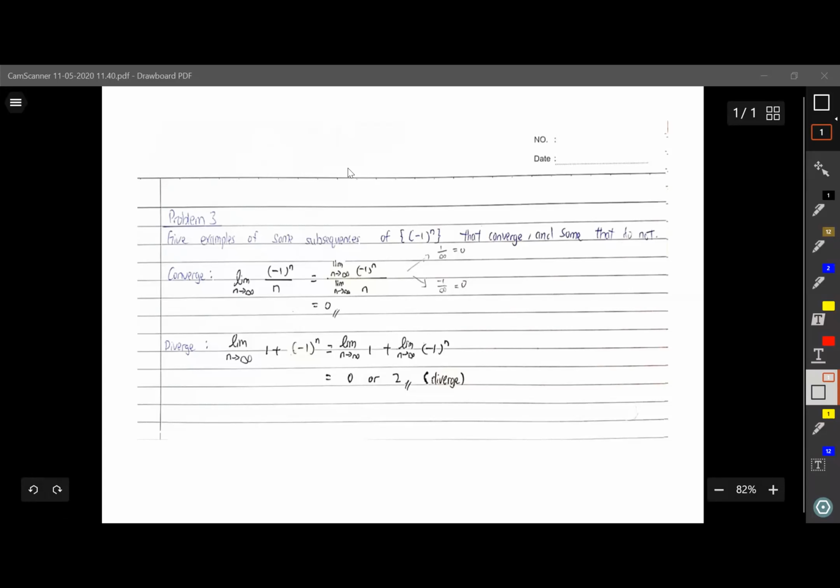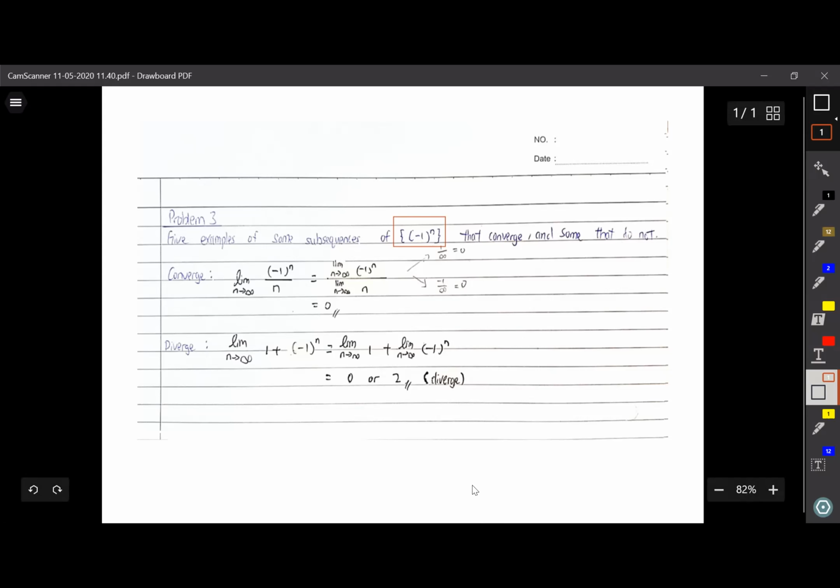Because (-1) to the power of n itself is already diverged, because it will go 1, -1, 1, -1, and so on. Actually, it's not diverging. It's oscillating. Diverging means it goes to very large, positive or infinity. But oscillating is a form of non-convergence, right? Divergence is also non-convergence.